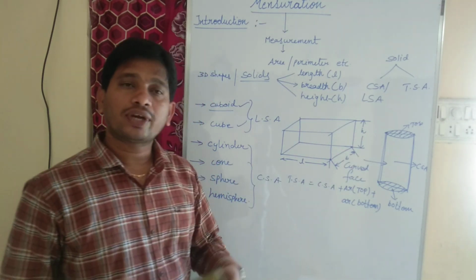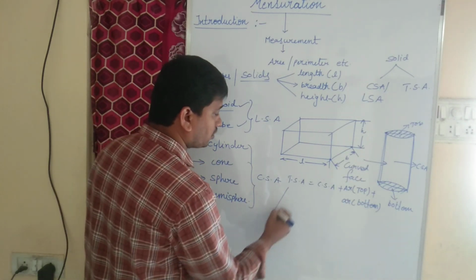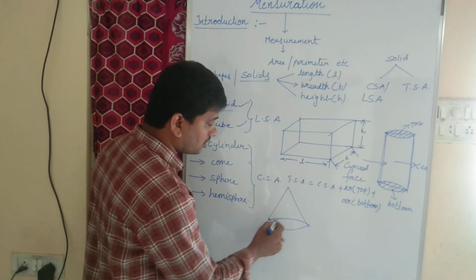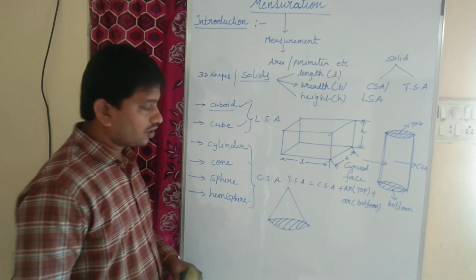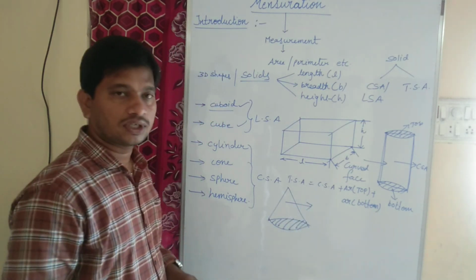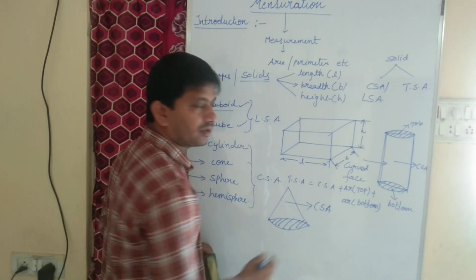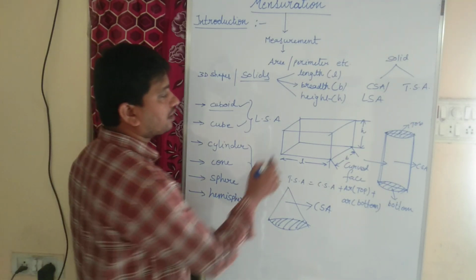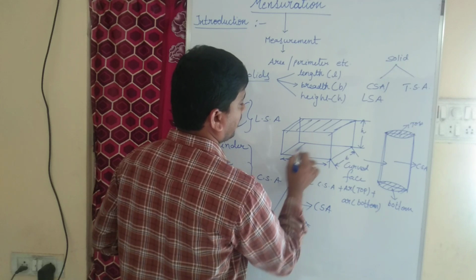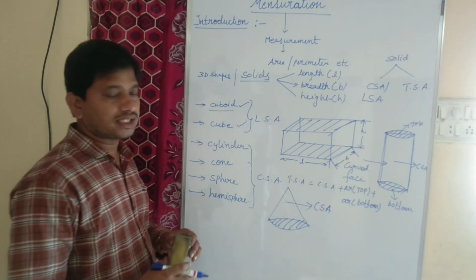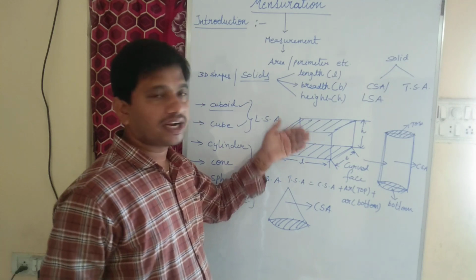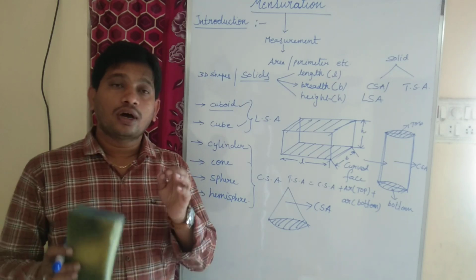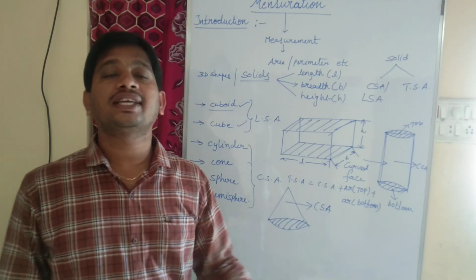Not only cylinder, you can take any solid. For example, you take a cone. So it has bottom face. If you leave the bottom face, only this is our curved face. This is our curved surface area. Here also you can take top face and bottom face. If you leave, remaining four faces, that is left face, right face, front face and back face, in case of cuboid and cube. So I hope you understood the difference between CSA and TSA.